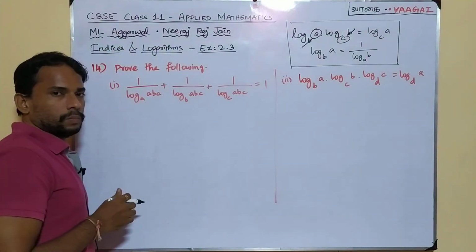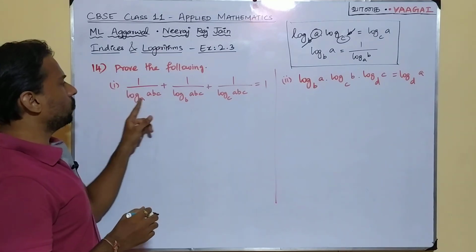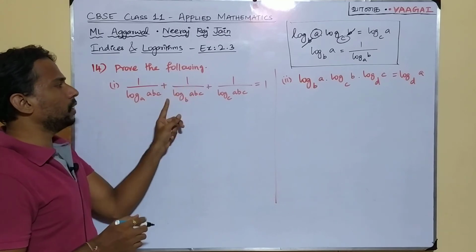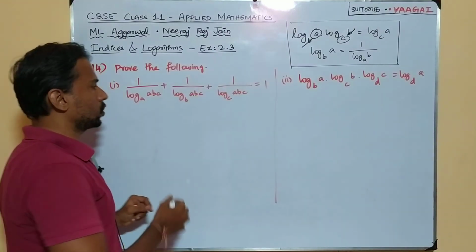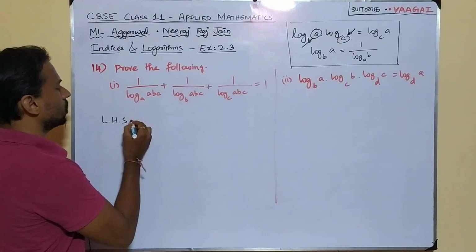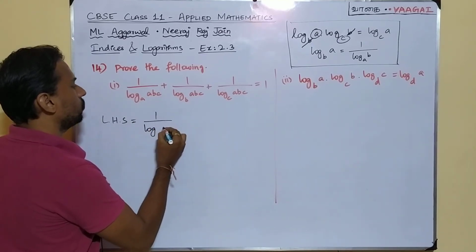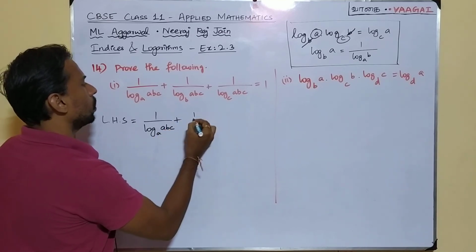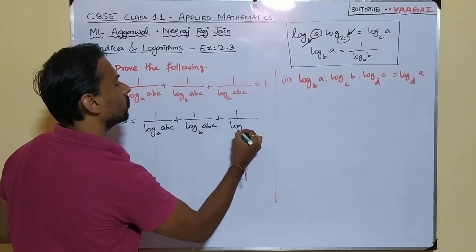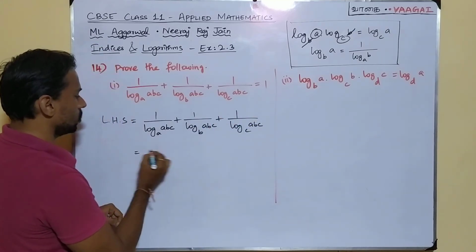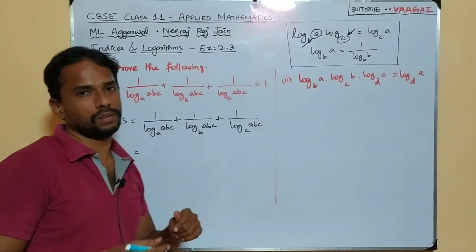Coming to the first subdivision, we have to prove 1 by log of abc to the base a plus 1 by log of abc to the base b plus 1 by log of abc to the base c is equal to 1. So we'll start from the left hand side first. Left hand side we have 1 by log of abc to the base a plus 1 by log of abc to the base b plus 1 by log of abc to the base c. This is what we have. So this is equal to, now I can use the second rule we have here. We can use that, right?